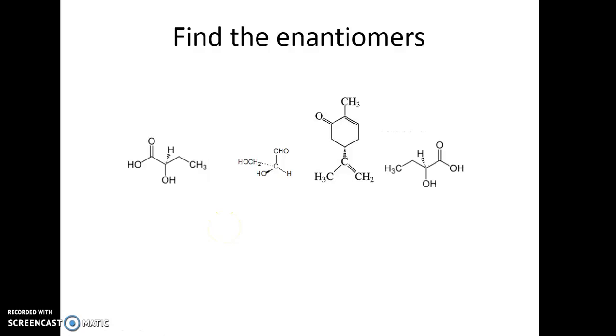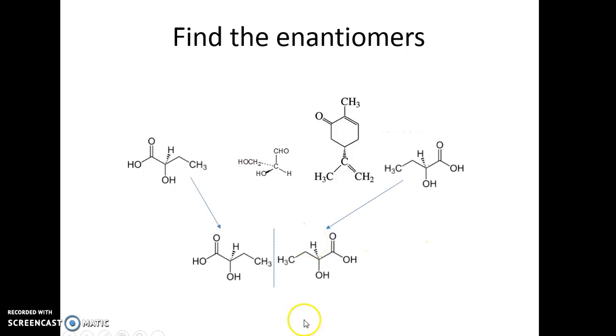Find them. Well, if I look at these compounds, I will see that this and this are mirror images. This is totally unrelated, and this is very similar, but it's still not the same. So these two are mirror images, which I'm showing you with the dotted lines.